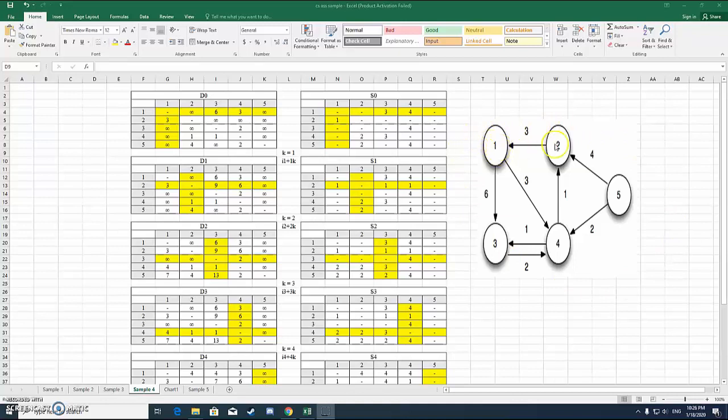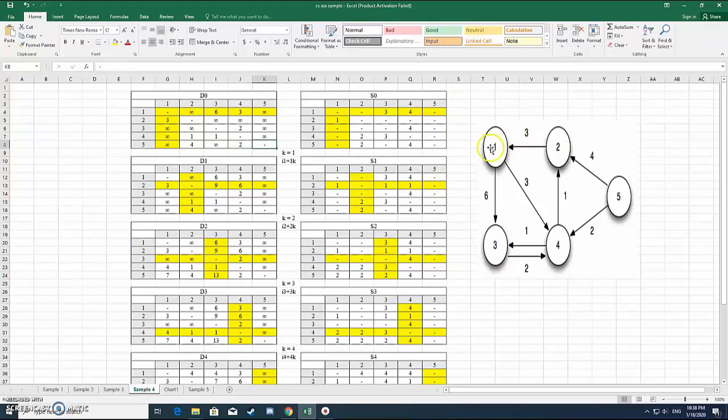This diagram has 5 nodes: 1, 2, 3, 4, 5. So we need to put 1, 2, 3, 4, 5 in the rows and the columns. Okay, so now we are going to solve the D0 table first. In this table, 1 to 1, the same number cannot go to itself, so we put a dash here. Now we put the dash in the diagonal for all 5 nodes, and we look at the diagram.